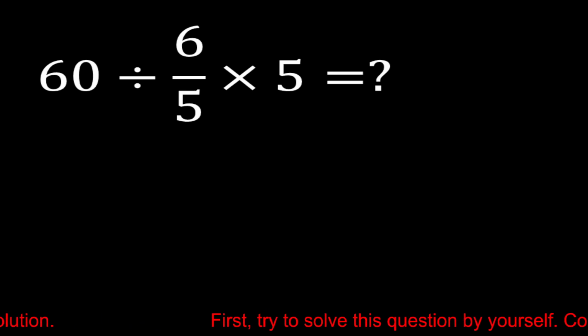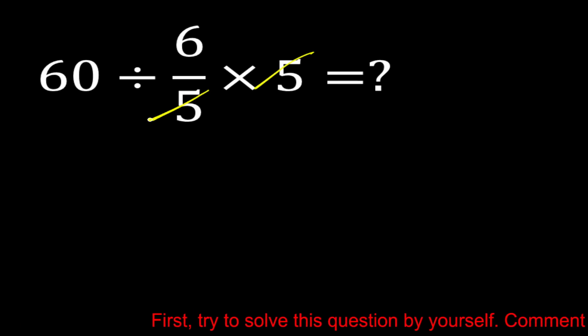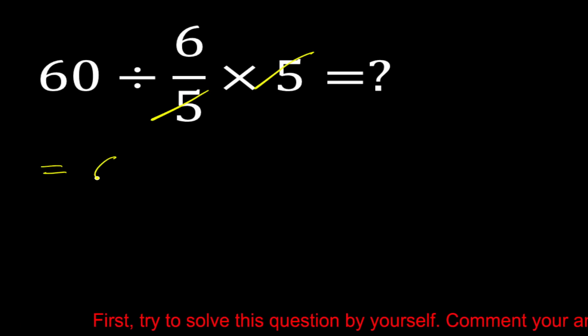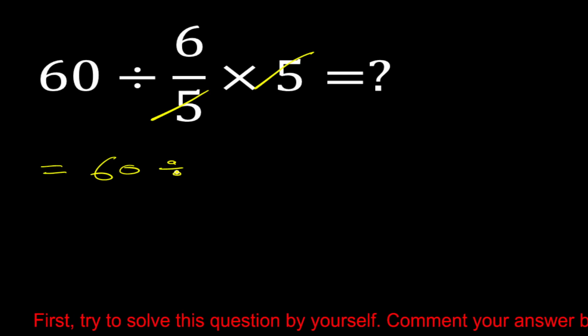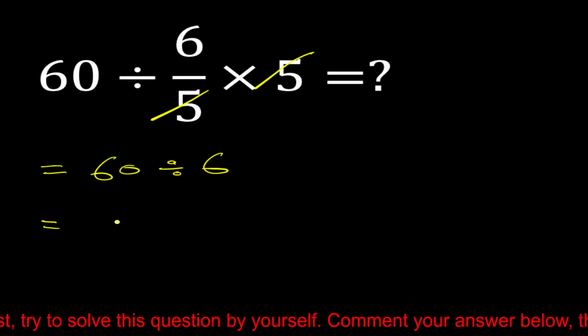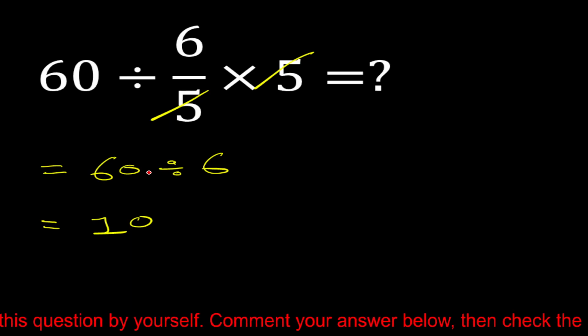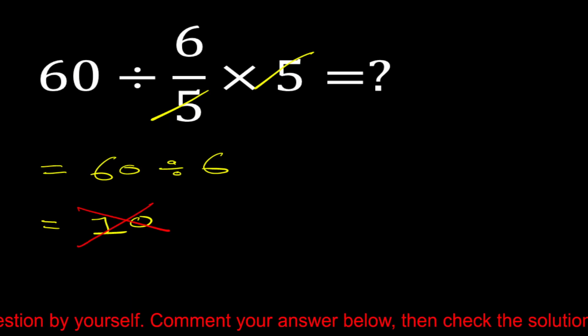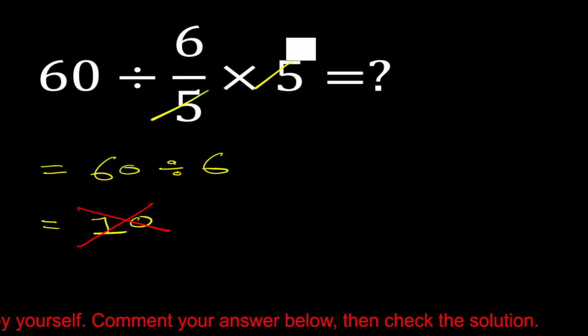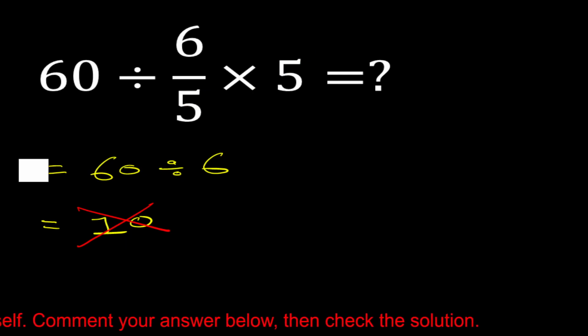So most people solve this question like this: 5 by 5 is equal to 60 divide 6. Now 60 divide 6 is equal to 10. Okay, but this answer is not correct. This answer is completely wrong. So now let's solve this problem correctly by using the PEMDAS rule.